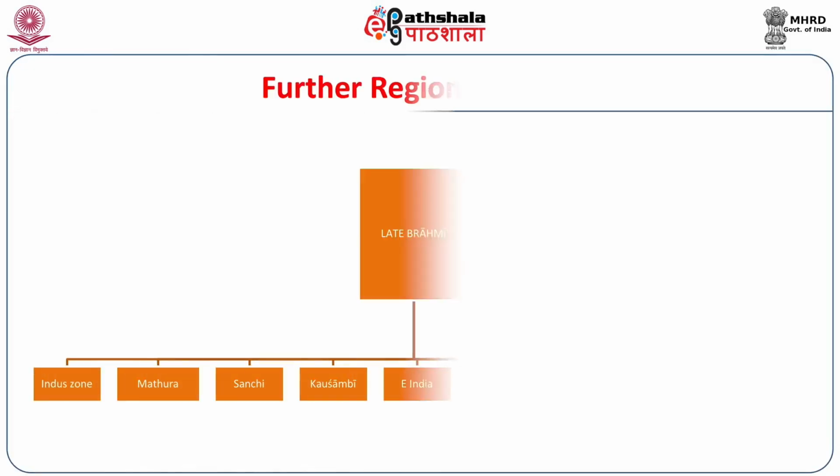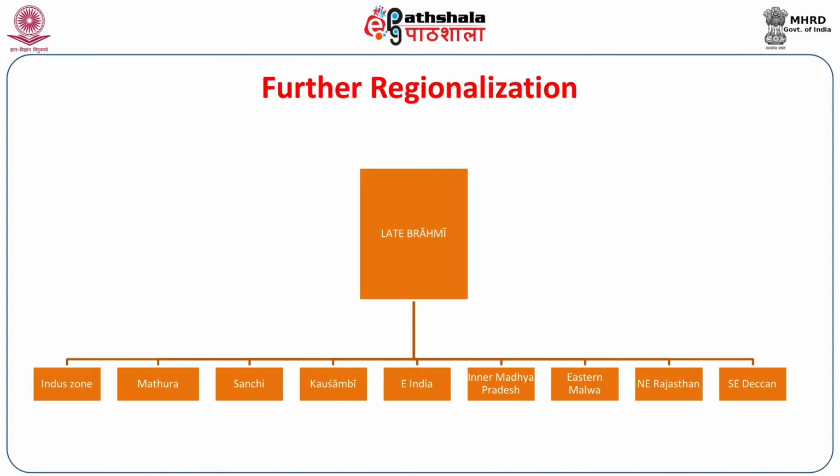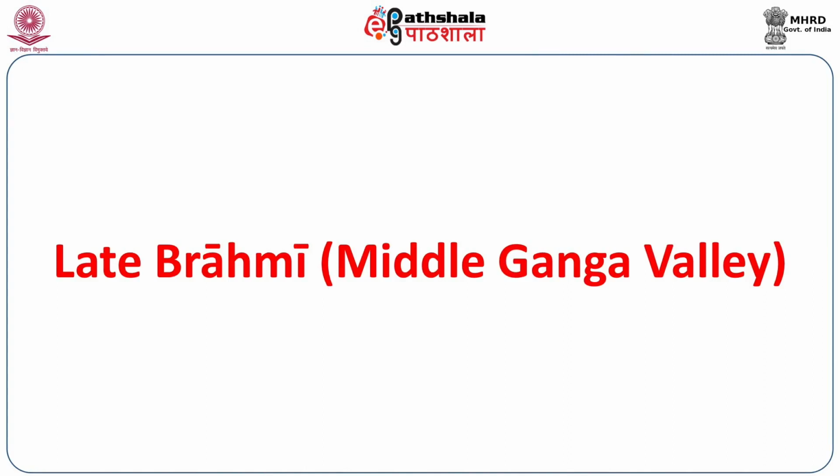Ahmed Hasan Dani suggested that around 5th century CE, we had at least 9 to 10 different regional scripts prevalent in different parts of the country. These were in the Indus zone, in the Mathura area, the Sanchi area, the Kaushambi area, the eastern Indian plains, the inner Madhya Pradesh area, the eastern Malwa region, the northeastern Rajasthan and the southeastern Deccan region. Here you can see now an individual region is producing its own idiom of a particular script. And this was the manifestation of the actual evolution of the script of Brahmi.